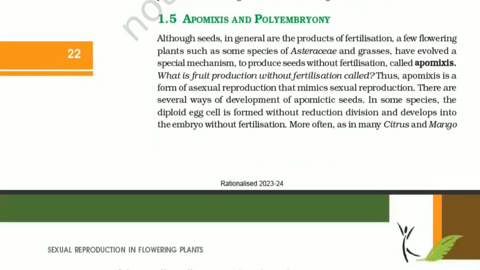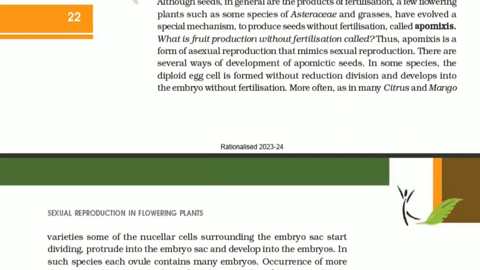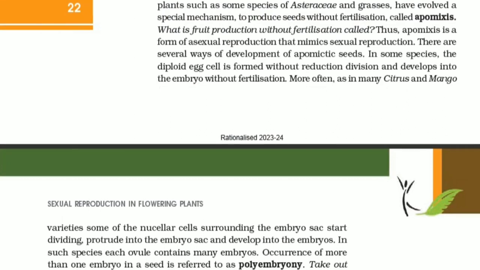1.5 Apomixis and polyembryony. Although seeds in general are products of fertilization, a few flowering plants, such as some species of Asteraceae and grasses, have evolved a special mechanism to produce seeds without fertilization, called apomixis. What is fruit production without fertilization called? Thus, apomixis is a form of asexual reproduction that mimics sexual reproduction.